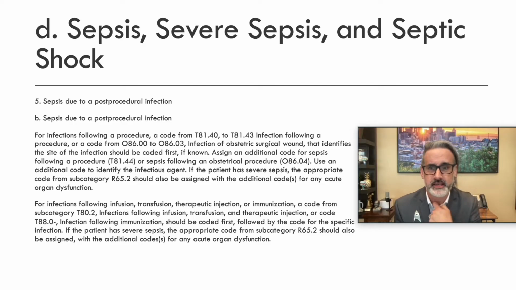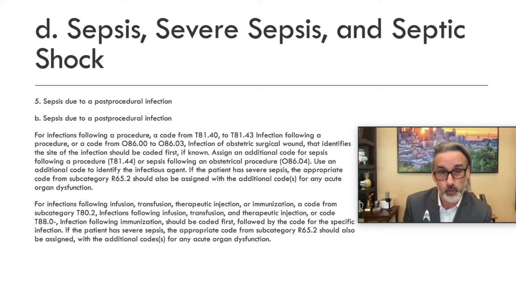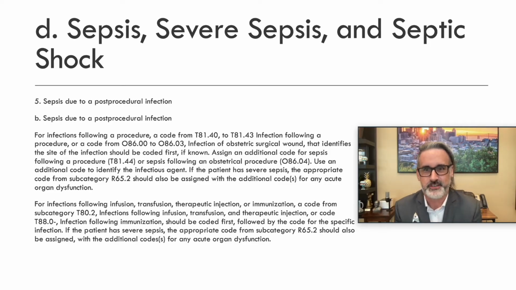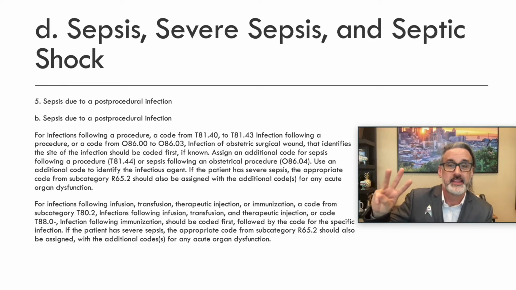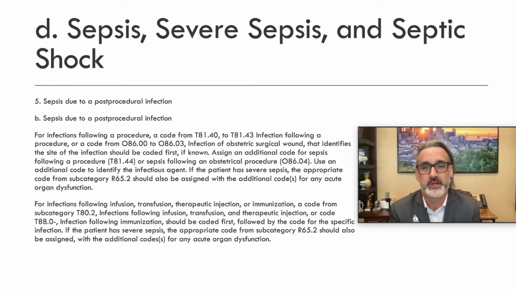So translating this guideline, if we're in a post-op situation, we would add the T81.40 through T81.43, any code in that range, infection following a procedure, or O86.00 through O86.03 if it's following an obstetrical surgical procedure. That would be the first diagnosis code, depending on what type of surgery it was. So the T81s or O86s would go first. And then we would have the T81.44, the sepsis following the procedure, linked with the other T81 codes, or the O86.04 attached to the other O86 codes. And then we would use an additional code, so now it's up to 3 codes, to identify the infectious agent itself. That would be code number 3 in the priority list. And then if the patient has severe sepsis, we need a 4th code from R65.2 for any acute organ dysfunction.